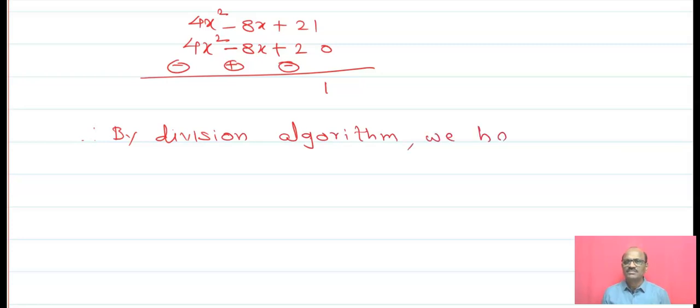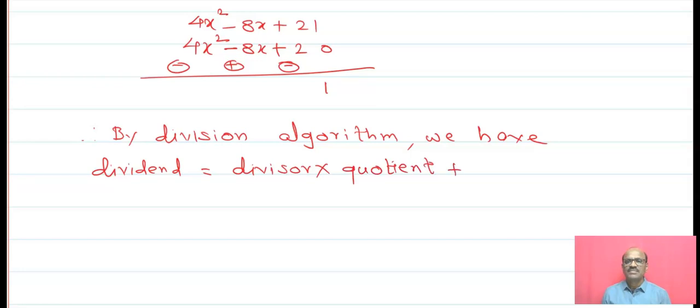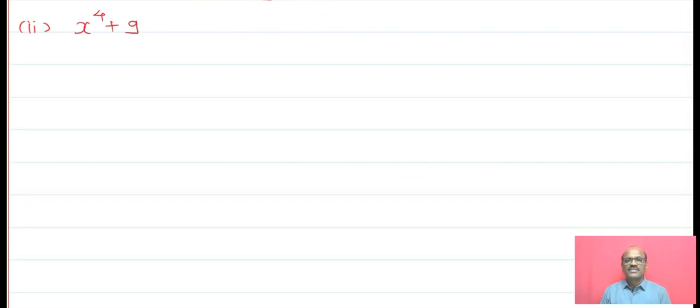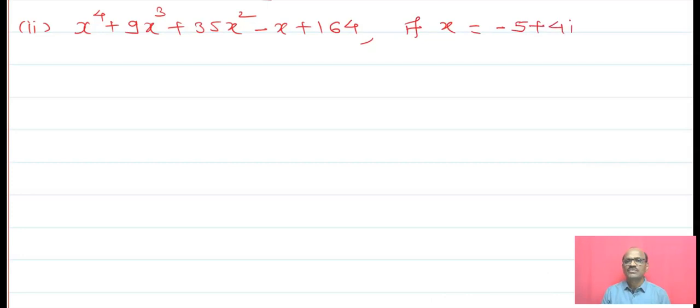By the division algorithm, we can write dividend is equal to divisor into quotient plus remainder, and the remainder is 1 here. Therefore, now x raised to 4 plus 9x cube plus 35x square minus x plus 164 if x is equal to minus 5 plus 4i.